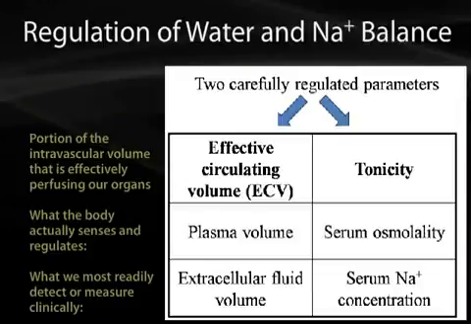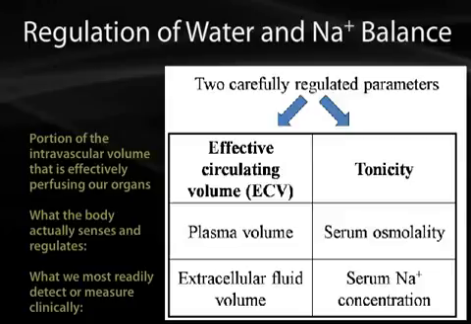The regulation of water reabsorption is governed by two mostly cooperative but at times conflicting parameters: body tonicity, which is essentially made up of serum osmolality and estimated by serum sodium concentration. The second is the concept of effective circulating volume. Effective circulating volume usually refers to plasma volume and extracellular fluid volume.